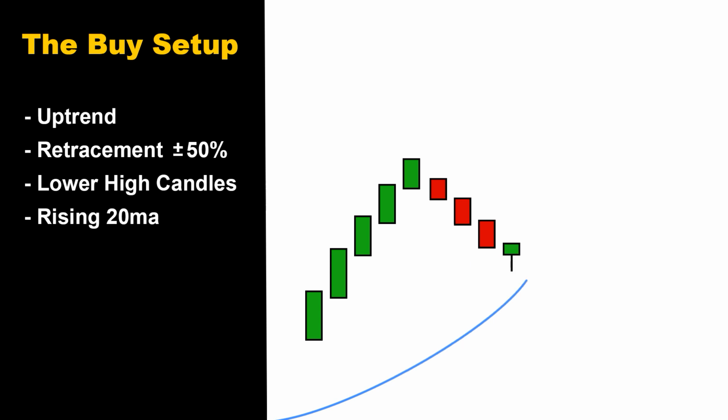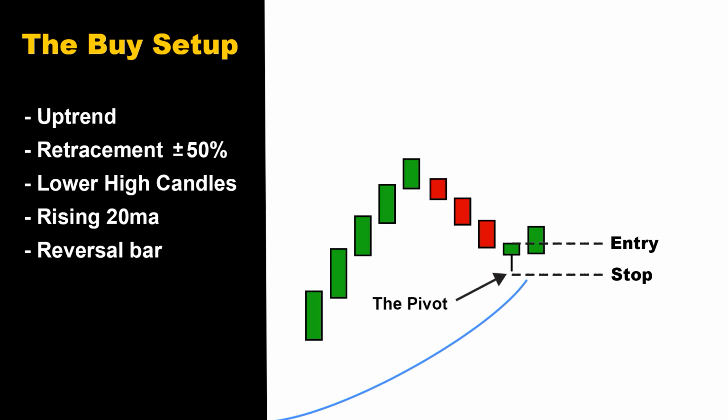So we got the uptrend, we got the pullback with multiple lower high candles to the rising 20 moving average. And from here, I like to see some sort of reversal bar that indicates it's trying to bounce. So that's the setup. The entry is above the reversal bar's high, and the stop is the pivot bar's low. The pivot is formed when a prior bar's high has been taken out, so it's pretty much the bounce, right? The pivot. And your first target would be the prior high where it pulled back from.